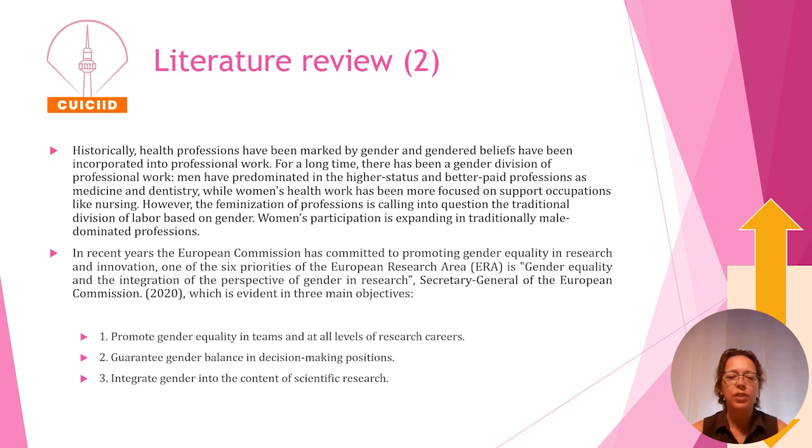And in recent years, the European Commission has committed to promoting gender equality in research and innovation. One of the 6 priorities of the European research area is gender equality and the integration of the perspective of gender in research. And these are the 3 main objectives: to promote gender equality in teams and in all levels of research careers, to guarantee gender balance in decision-making positions, and also to integrate gender into the content of scientific research.